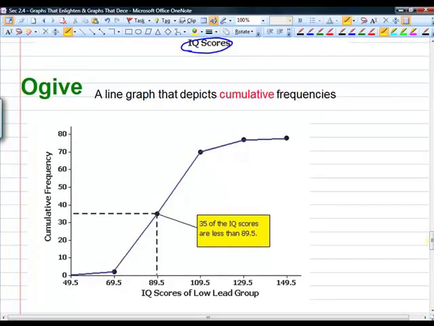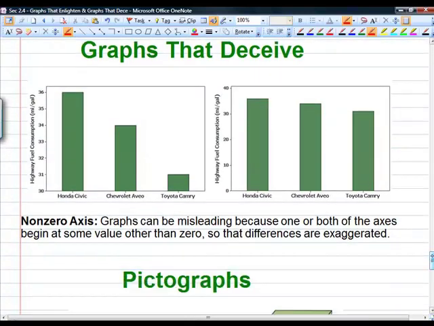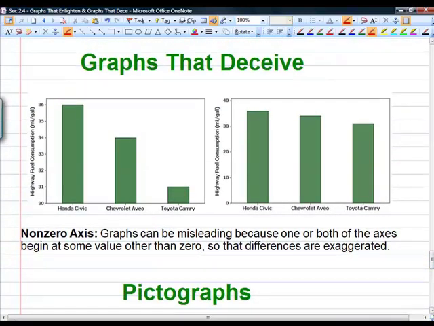Ogive is a line graph that depicts cumulative frequencies. When you see the word cumulative, I want you to think accumulate. So an ogive will start at 0 and it will end at its maximum value because we see these accumulating. This is like a cumulative frequency table. And then we have graphs that deceive. And we saw this before earlier in chapter 1, I believe, when we were looking at data.